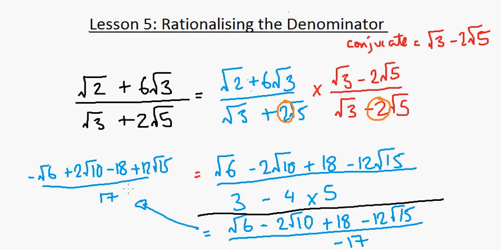This is rationalizing the denominator. It sounds crazy, but it really is easy, as long as you know the rule of conjugating, and everything else will fall into place.